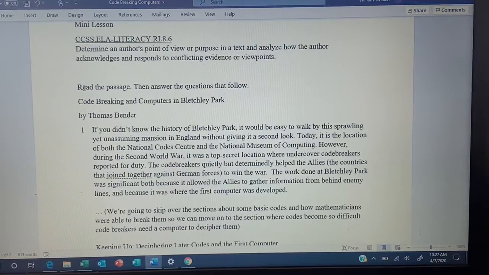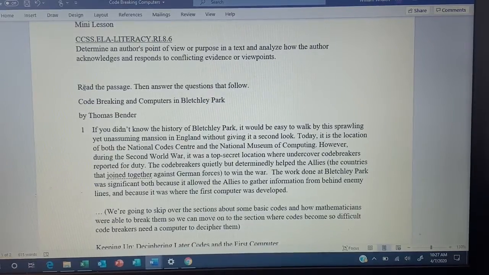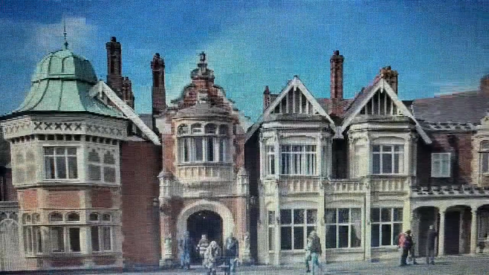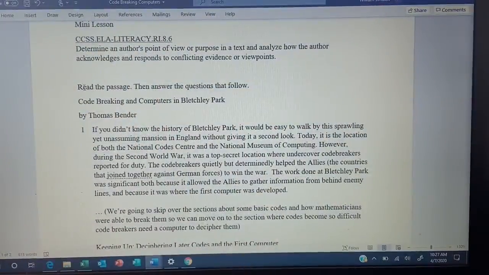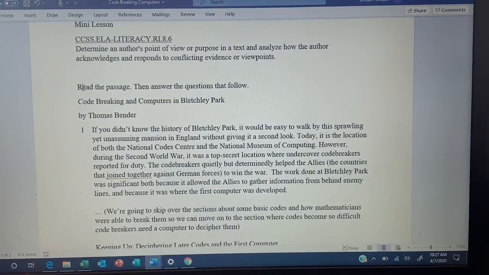If you don't know the history of Bletchley Park, it would be easy to walk by this sprawling yet unassuming mansion in England without giving it a second look. Today, it is the location of both the National Code Center and the National Museum of Computing. However, during the Second World War, it was a top-secret location where undercover code breakers reported for duty.